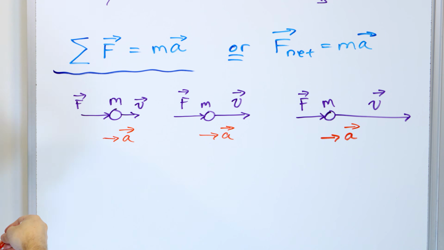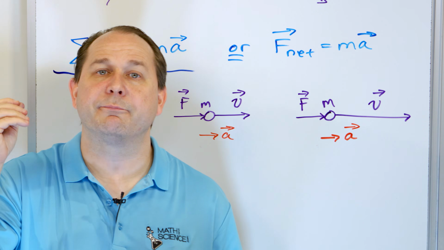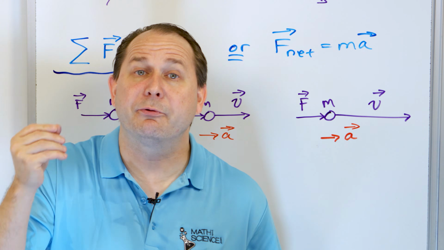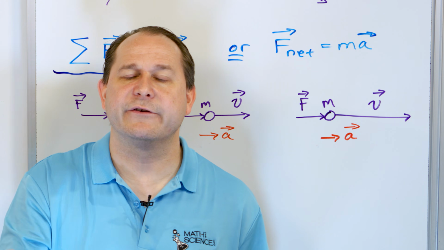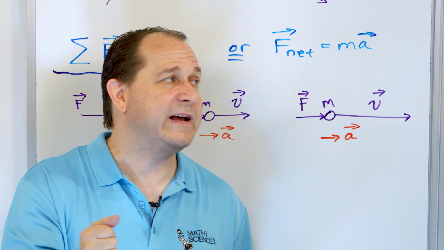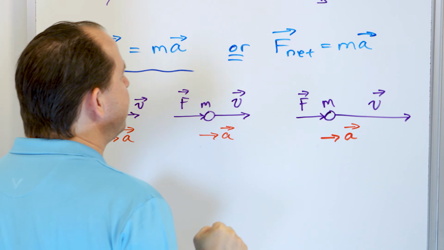You see, the acceleration vector is the same because an acceleration is meters per second squared. That's meters per second per second. That means every second that goes by, I'm adding a certain number of meters per second to the object. And so every second that goes by, the velocity arrow gets bigger by the same amount.